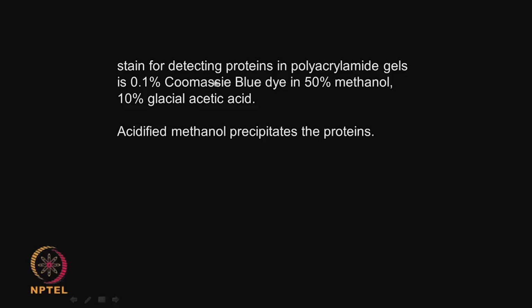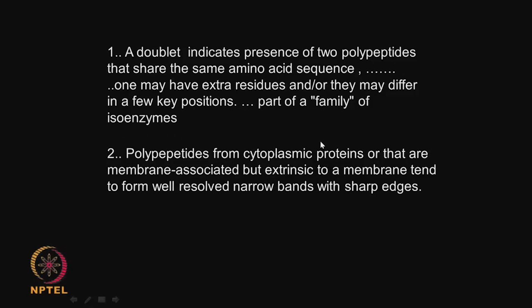What are the stains for detecting protein in polyacrylamide gels? We can add 0.1% Coomassie blue dye in 50% methanol, 10% glacial acetic acid. Acidified methanol will precipitate the proteins. A doublet in SDS-PAGE indicates the presence of two polypeptides that share the same amino acid sequence. One may have extra residues, or they may differ in only a few key positions. So, they are part of a family. So, if you see doublets.